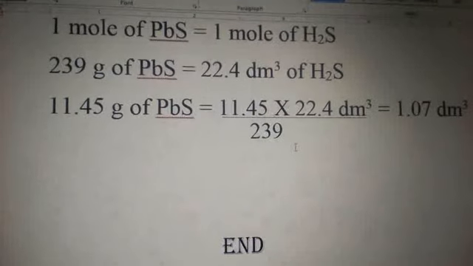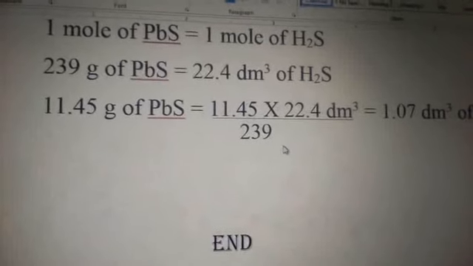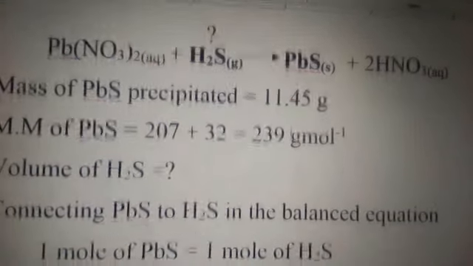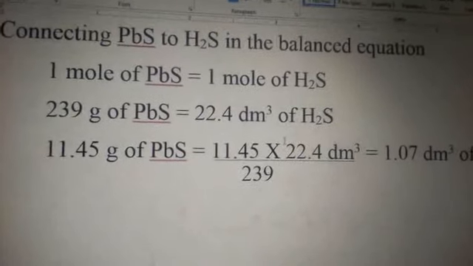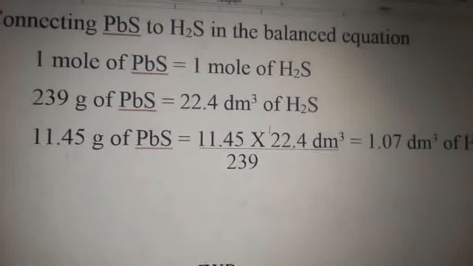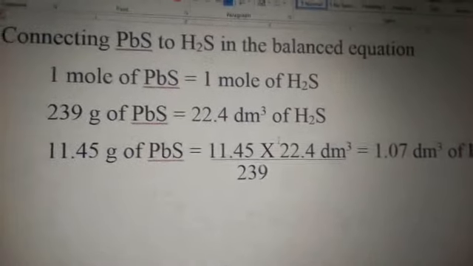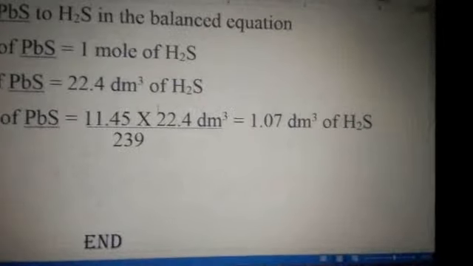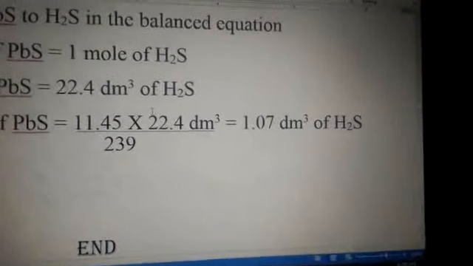Therefore, 11.45 grams of lead sulfide, which is the mass of lead sulfide produced and already provided, will be given by 11.45 times 22.4 all over 239. That is solving by proportion. I will now have 1.07 dm cube of hydrogen sulfide.